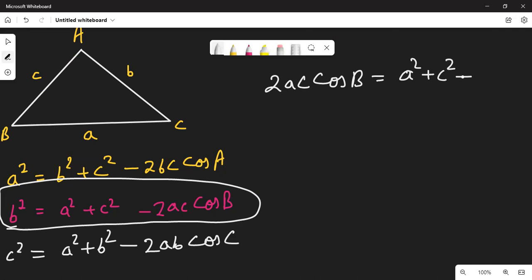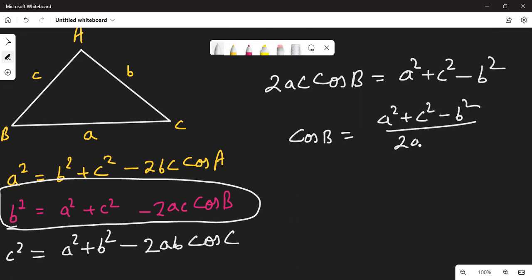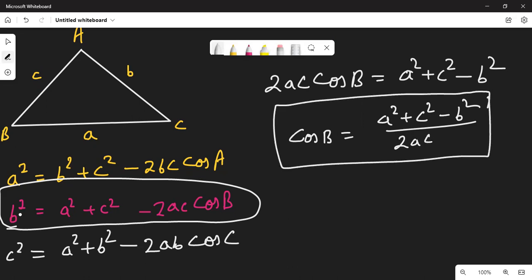They are not changing their position, minus B squared. So it can be written like this. It's very simple mathematics, right? Taking the term to one side or the other side of the equal sign, you are just changing the sign. So your cos B comes out to be, you can memorize this formula in this way also: A squared plus C squared minus B squared divided by 2 times AC. So this is to find angle. This is to find side, and this is to find angle.